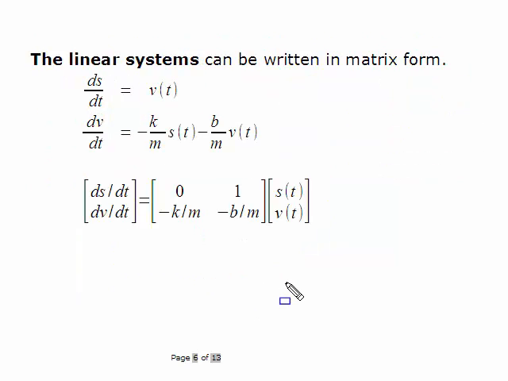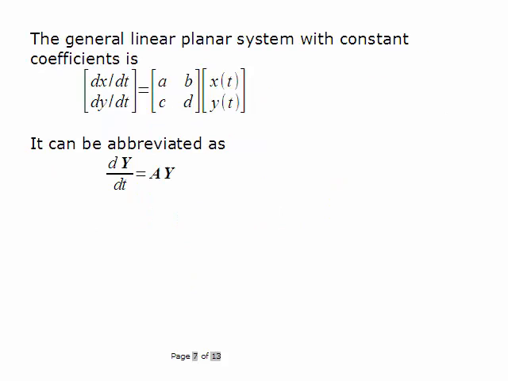Now these systems can be written or abbreviated as matrices. So ds by dt, dv by dt is here in this vector. Here's a solution vector, and here are our coefficients: 0, 1, minus k over m, minus b over m, or beta over m. So this is abbreviated even more.